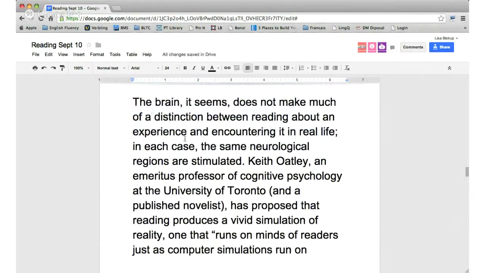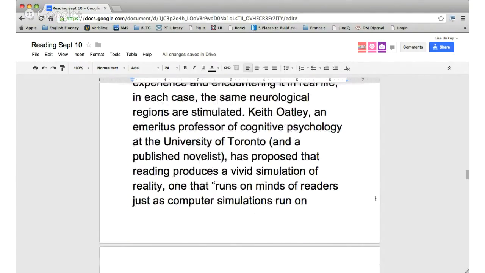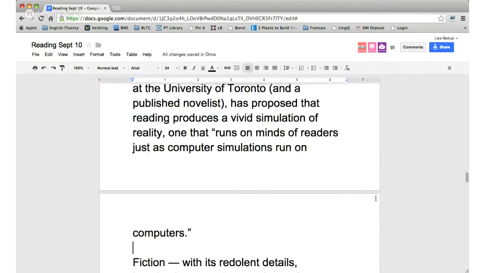The brain, it seems, does not make much of distinction between reading about an experience and encountering it in real life. In each case, the same neurological regions are stimulated. Keith Oatley, an emeritus professor of cognitive psychology at the University of Toronto and a published novelist, has proposed that reading produces a vivid simulation of reality, one that runs on minds of readers just as a computer simulation runs on computers.